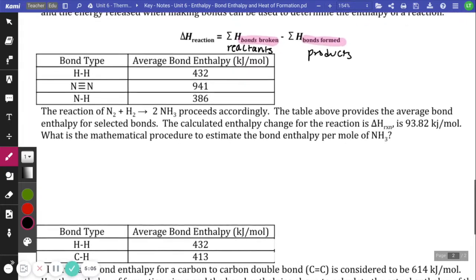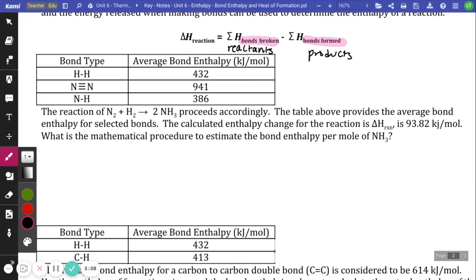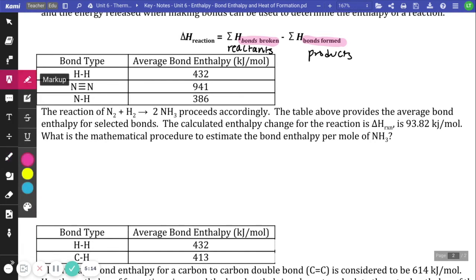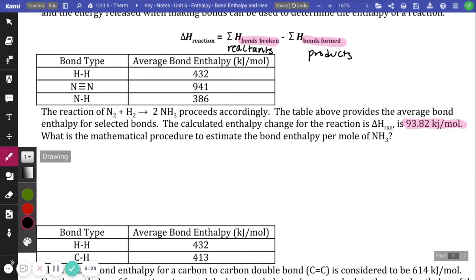So this one says the reaction of N2 plus H2 yields 2NH3 proceeds accordingly. The table above provides the average bond enthalpy for selected bonds. The enthalpy change for the reaction is 93.82 kilojoules per mole. What is the mathematical procedure to estimate the bond enthalpy per mole of NH3? You know what, guys? We're not just going to estimate, we're going to go ahead and solve this one. So we're going to cross out "what is the mathematical procedure," and we're just going to say estimate the bond enthalpy per mole of NH3.